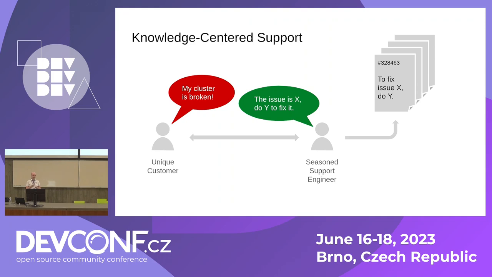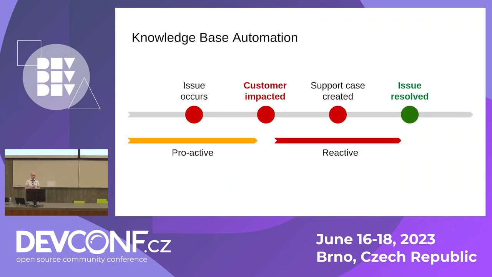If they don't do that and start filing a support case, you can still have tooling in place that will suggest these knowledge base articles based on what the customer types in. And even if this fails, the support engineer can still save some time by simply referring the customer to a readily available article instead of doing everything on their own. So this is all pretty neat. The issue is that it all happens only after the customer has been impacted by the issue. That's when they start to care. That's when they start thinking about filing a support case.